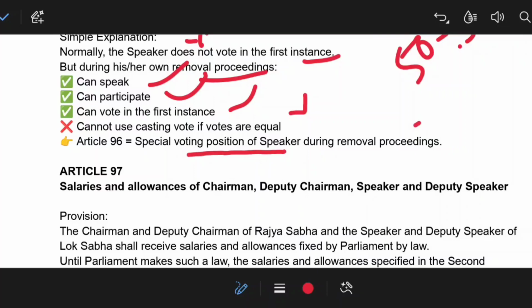Now Article 97. This article is about salaries and allowances of the chairman, deputy chairman, speaker and deputy speaker. That means the highest office bearers of the Lok Sabha and the Rajya Sabha. Then they need a salary, and they get a good salary. We will discuss it now, because even the Constitution of India provided for it.